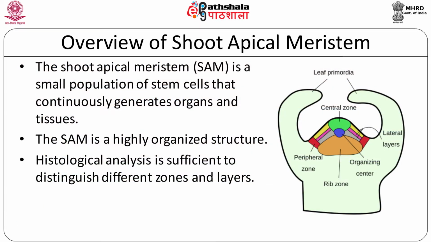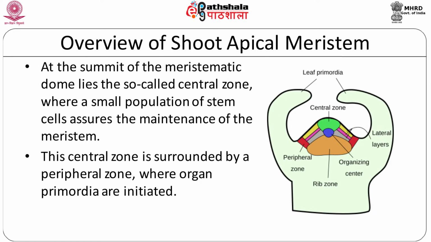The shoot apical meristem is a small population of cells that continuously generates plant organs and tissues. The shoot apical meristem is a highly organized structure, and a simple histological analysis is sufficient to distinguish between different zones and layers of a meristem. At the meristematic dome lies a so-called central zone, where a small population of cells assures the maintenance of the meristem, and this central zone is surrounded by a peripheral zone where the organ primordia are initiated.